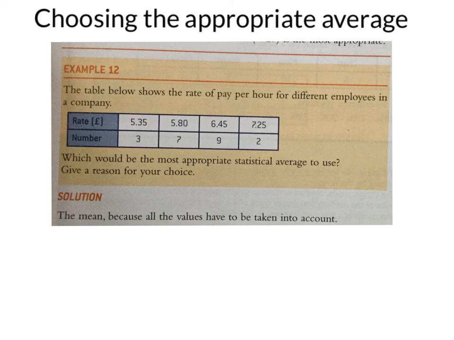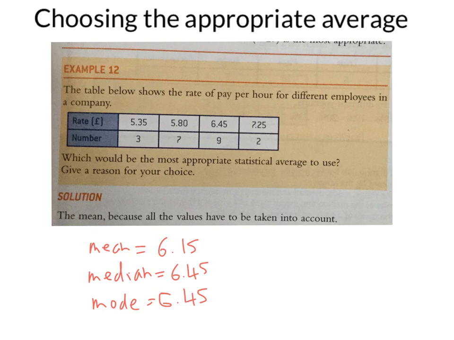So they've said the mean because all the values have to be taken into account. Now this one is not easy, to be honest, and you could argue that all three of them are good averages to choose. I actually worked them out to show you that they're all pretty close in value. It wouldn't be a very good exam question because you could argue that all of them are useful.